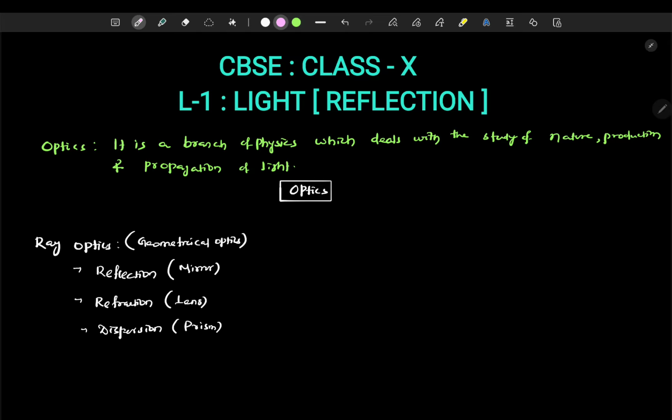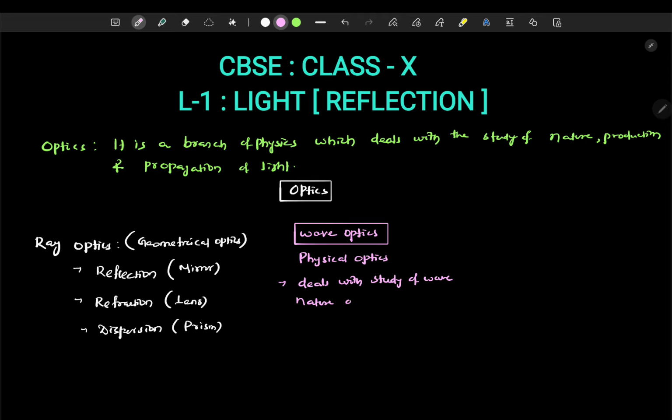Next comes wave optics, one of the important branches of optics. This is not included in your syllabus, but just for reference I am going to explain. Wave optics is also called physical optics. It deals with the study of the wave nature of light. For example, here we will discuss interference, diffraction, polarization, etc.